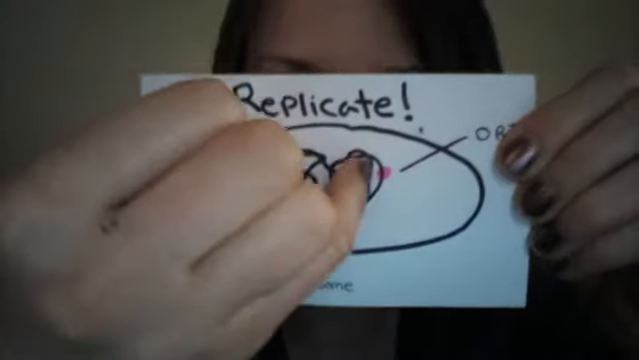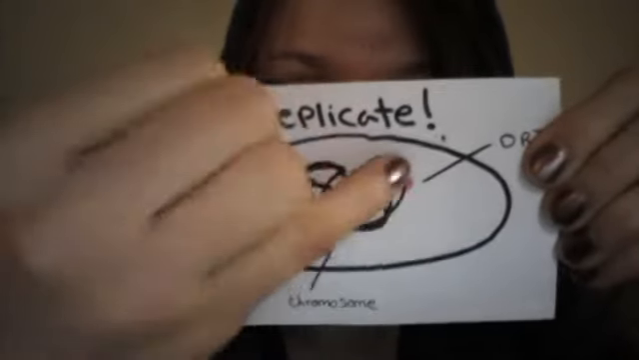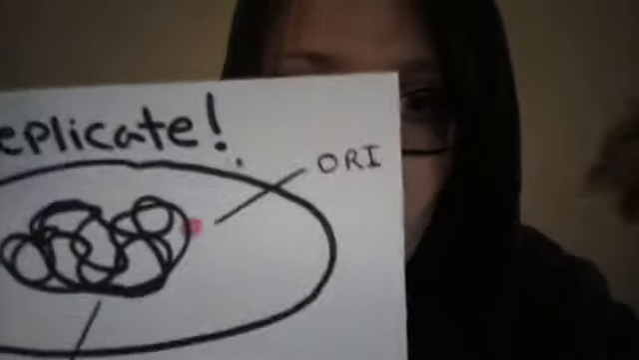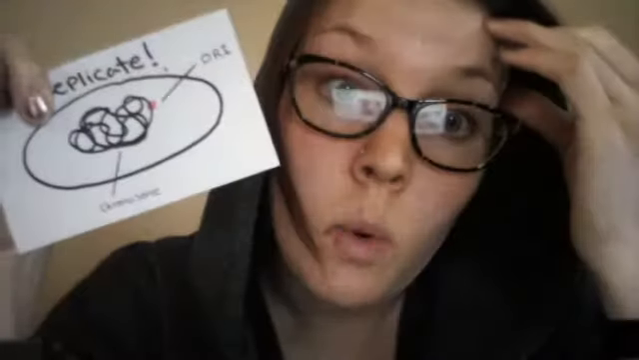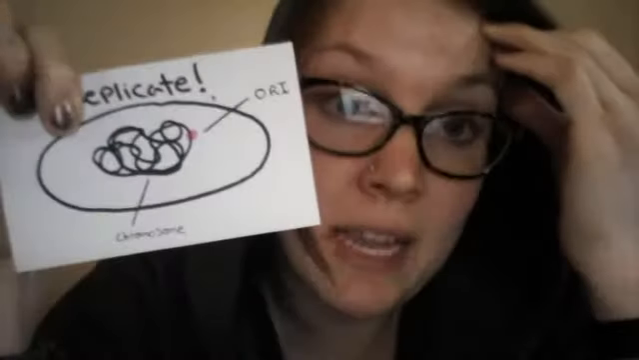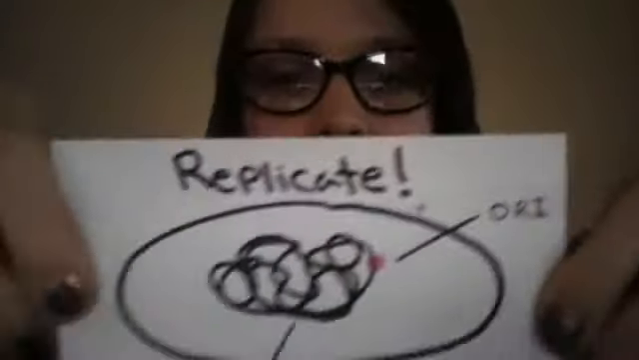So this is our unraveled chromosome, and our replication starts at this pink dot. What this pink dot is called is the ORI, O-R-I, and that stands for the origin of replication. That is where replication originates.